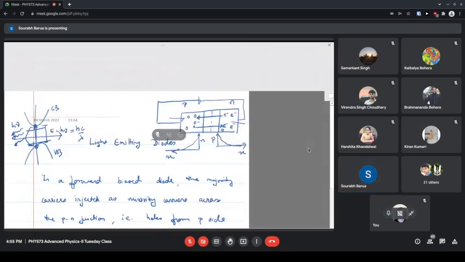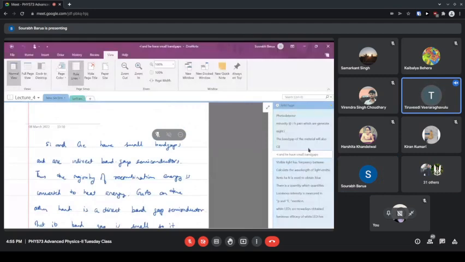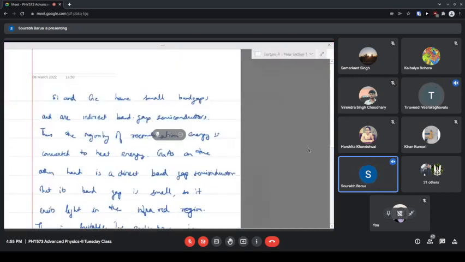Sir, can you distinguish between direct and indirect band gaps? Yes. I have not told yet what is the distinction. But is it clear that if it is direct then there is light emission in large numbers, which is required for an LED? Right, Brahmanand, is it clear to you? Yes, sir. Okay, so what is the direct band gap and what is the indirect band gap?